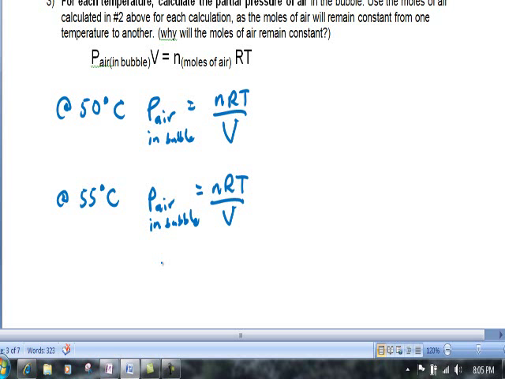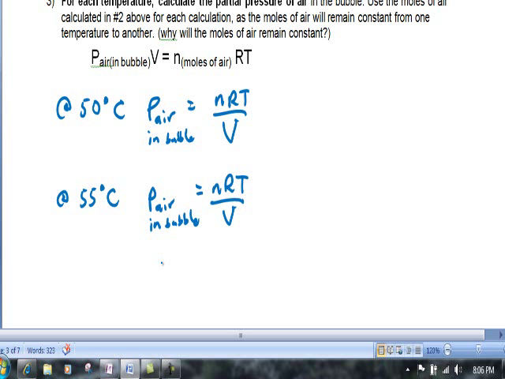The next calculation that we'll do for the lab is to now calculate the partial pressure of air in the bubble. Now, as we increase temperature to 50 degrees, 55 degrees, 60 degrees, what's occurring is at a higher and higher temperature, more and more of the liquid water becomes gaseous water to be trapped inside the bubble, causing the amount of moles in the bubble to increase, because now there will be moles of air in the bubble and moles of water vapor in the bubble.